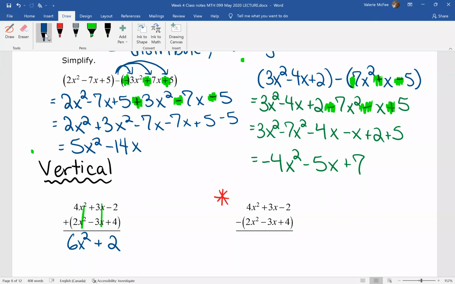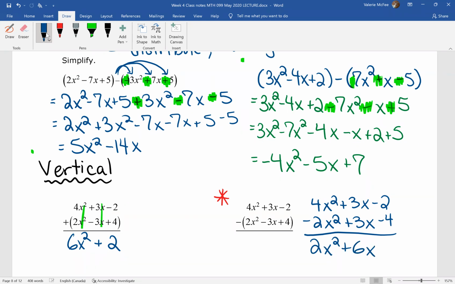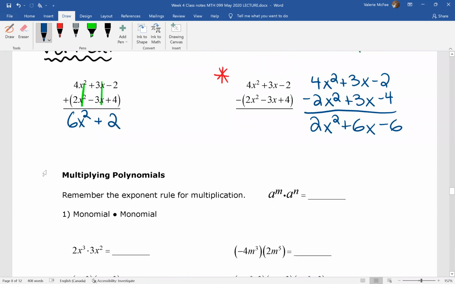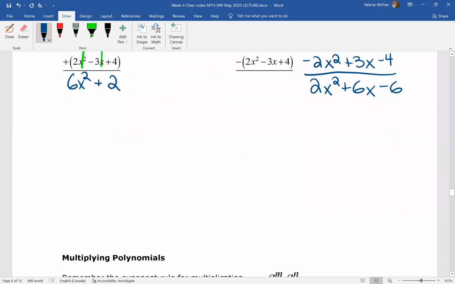So just like we said for the other subtraction, the signs have to change inside the brackets. So our first expression stays the same, but we end up now with minus 2x squared plus 3x minus 4. Once we open the brackets, we can simply add like terms. So you see we have 2x squared plus 6x minus 6. We don't want to have to rewrite that question every time. Let's take a bit of space here and try another one.